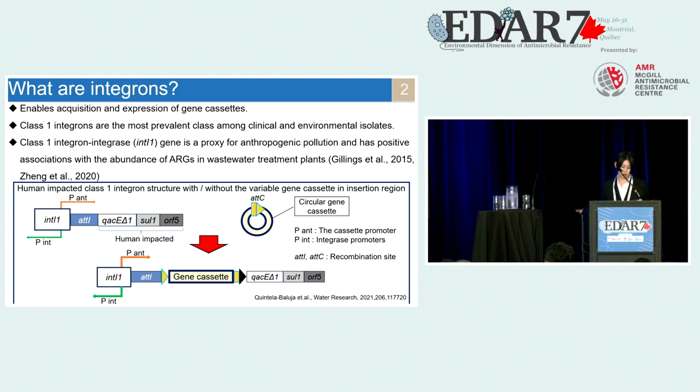The structure of a class 1 integron integrase is shown in the figure. Integrase recognizes the attC in the gene cassette and can incorporate the gene cassette into attI. This allows for resistance to antibiotics if ARGs are present in the gene cassette.